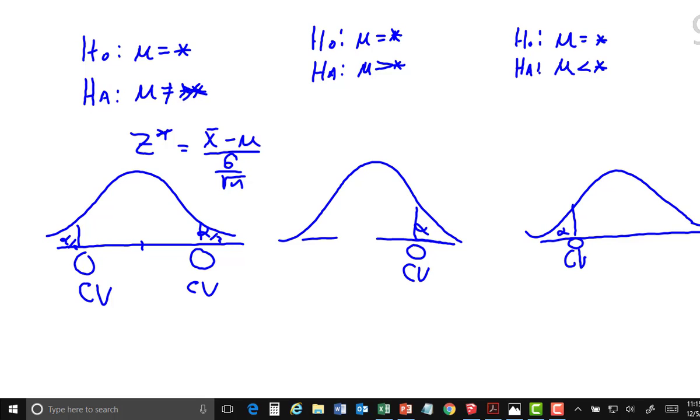then there seems to be support for the null hypothesis. So this is like an accept. And these ends are going to be reject. This is going to be reject here, and reject here, and we're going to accept over here.